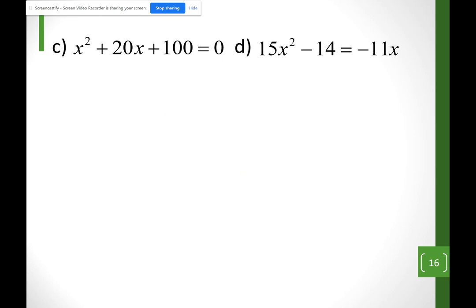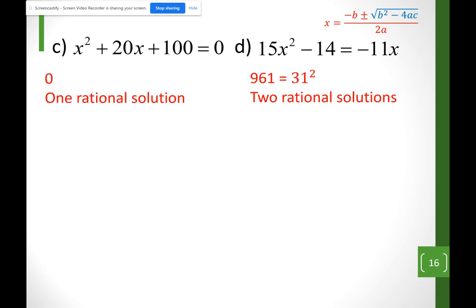Okay, for example C, once again, you do this at home. Remember the quadratic formula. You're looking at the discriminant only. For example C, you're going to get that your discriminant is 0. So you get 1 rational solution. For example D, you're going to get the discriminant is 961. 961 is a perfect square, right? 31 squared is 961. So you should get 2 rational solutions. It's not asking you to solve for all your cases. It's just asking for you guys to think what type of solutions you're going to get.